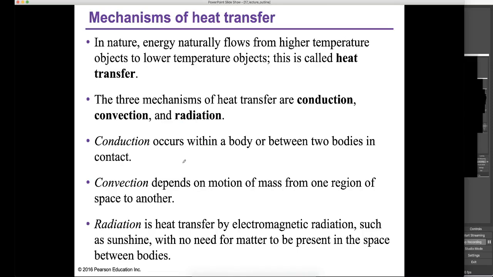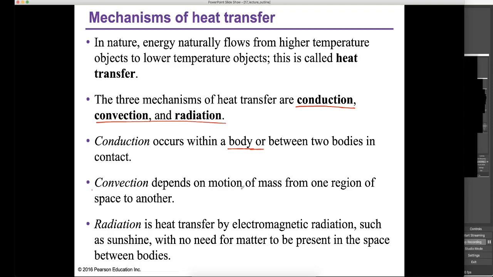Okay, so another topic is heat transfer. In nature, there are three ways of transferring heat. They are called conduction, convection, and radiation. Conduction occurs when a hotter body is in contact with a colder body. Then the heat conduction will happen, and the heat flows from a hotter object to colder objects.